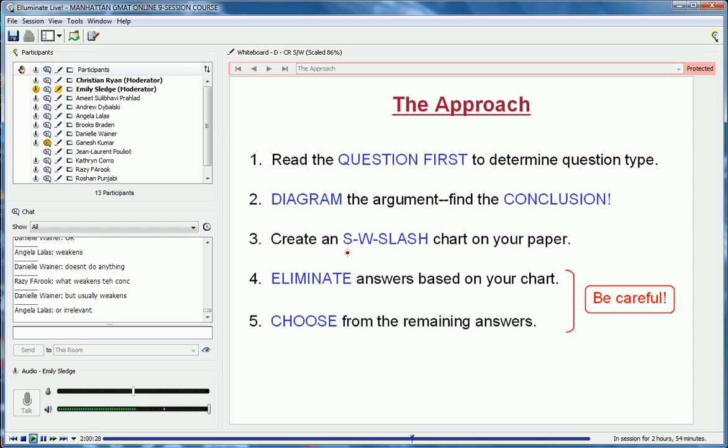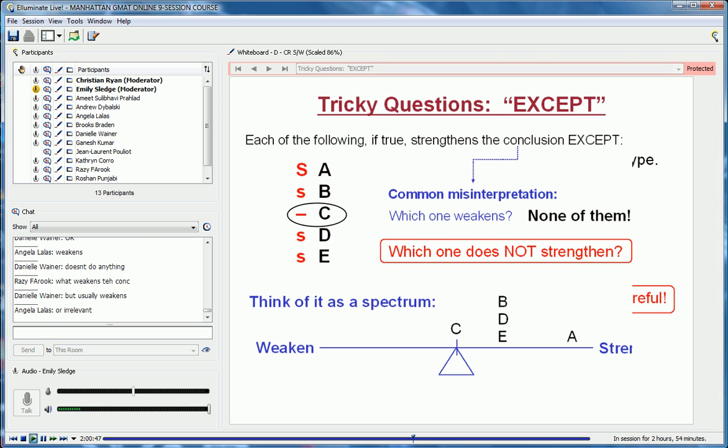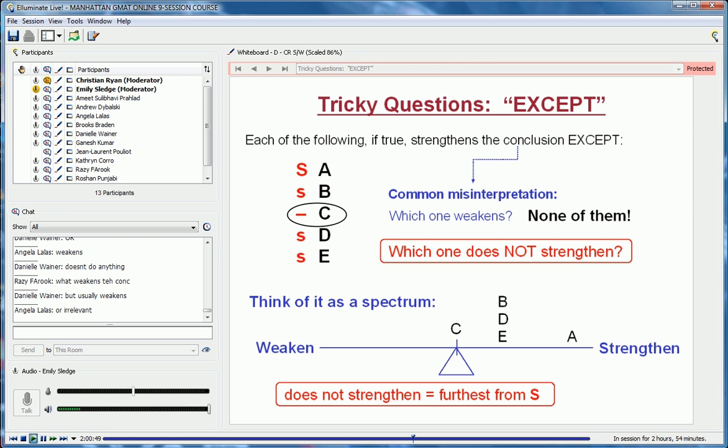So try that tonight, and definitely tonight I want you to set up an S/W chart on your paper. In fact, I will ask you about your assessment for each of the choices on the upcoming question, so jot this down. Once that's on there, eliminate answers based on your chart. We're warning you to be careful about the wording.